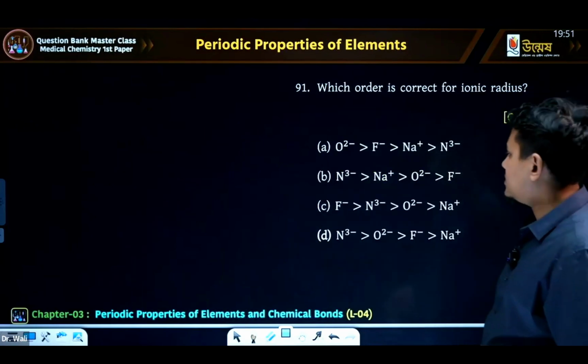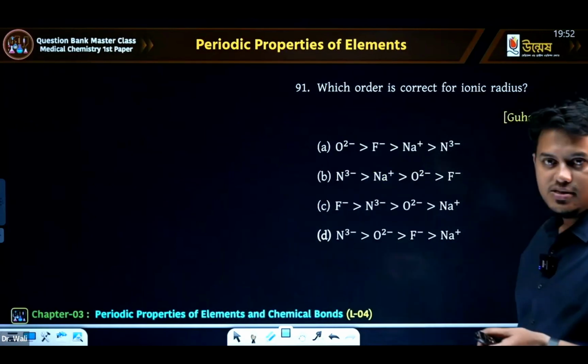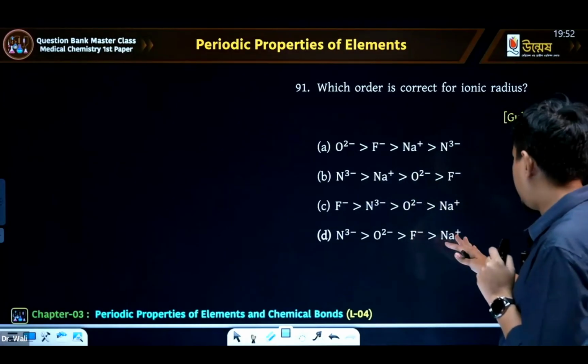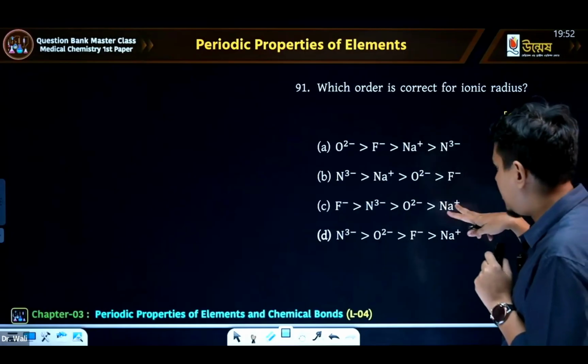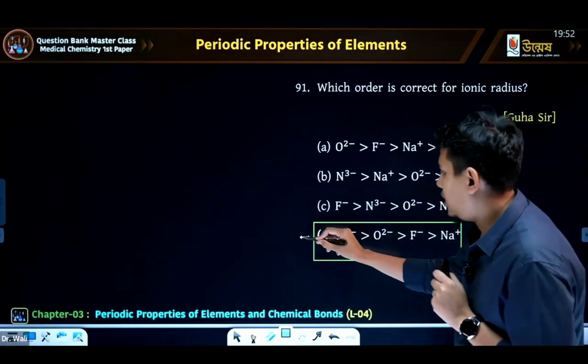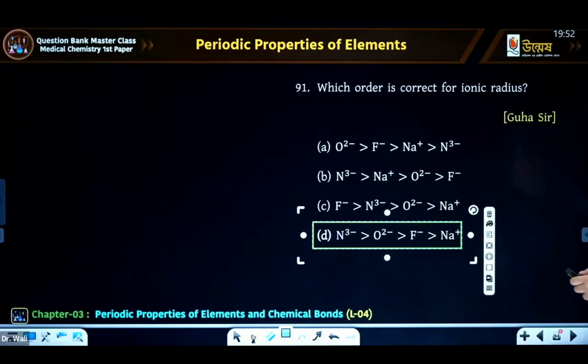Which order is correct for ionic radius? For ionic radius, I think a higher charge of cation is the smallest. The higher charge of cation here is sodium plus, so sodium plus should be the smallest. Here, option C or D. But we found the correct answer because, as we can see, the nitride ion is the one with higher charge. It will be the largest one. So D will be the correct answer.